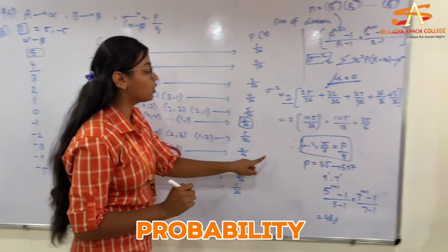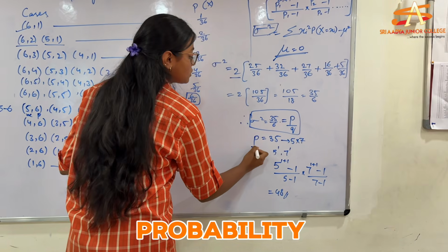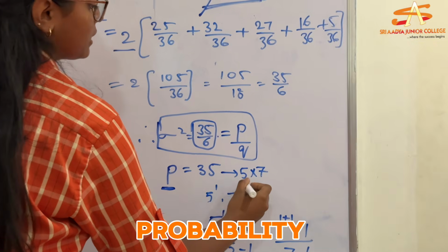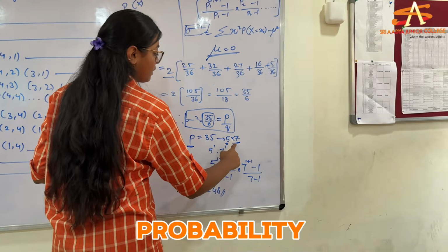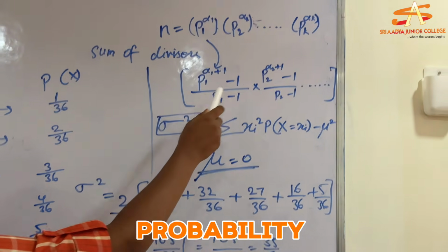They have given that the variance is p by q, and they've asked us to find the sum of the number of divisors of p. So here we have taken p as 35. 35 can be written as 5 into 7. And we have a formula, this is in the form of a GP, so we'll have this formula.